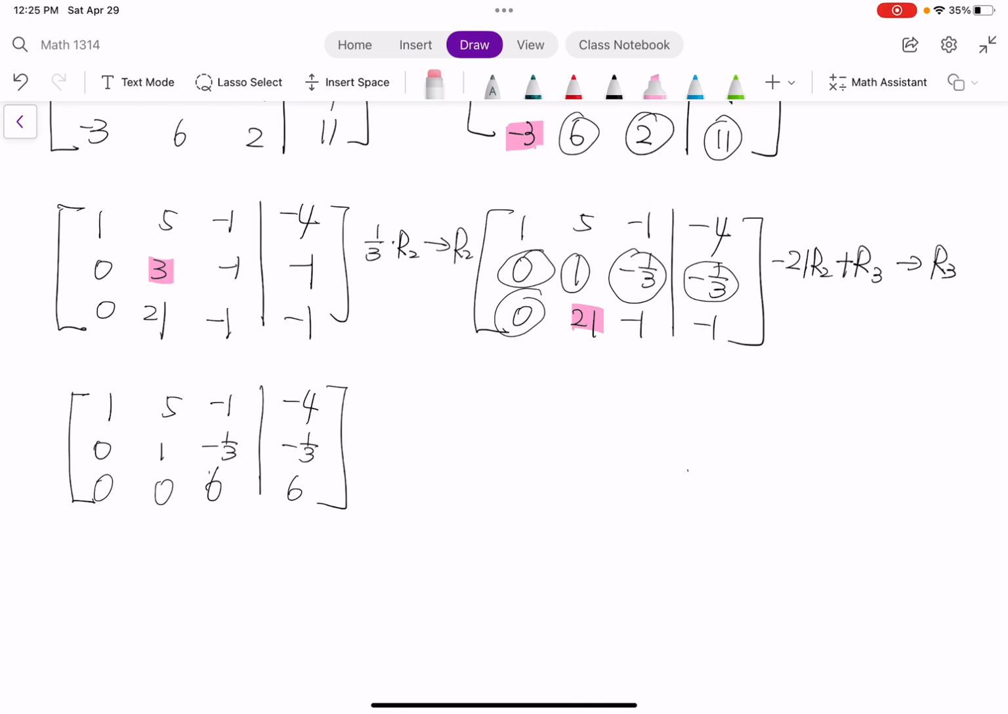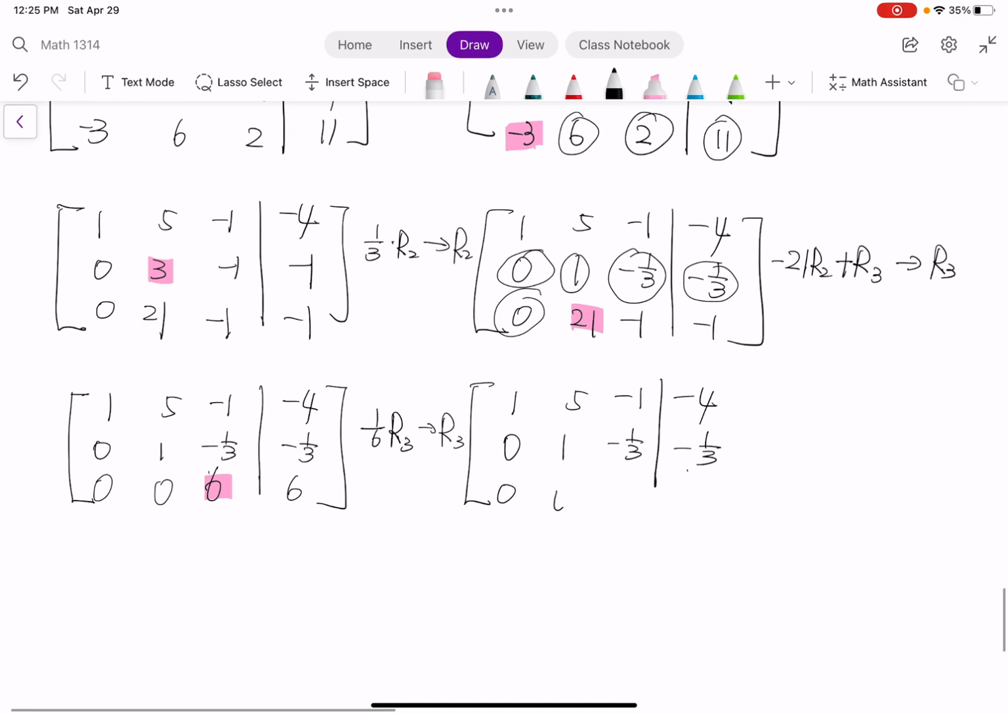Now, what is the next step? We need to convert the last diagonal to 1. So I can divide it by 6 on the last row. That also means multiply every element by 1/6. That's R3. I'm creating the new R3. First row, second row didn't change. 1, 5, negative 1, negative 4, 0, 1, negative 1/3, negative 1/3. And 0, 0, 6 times 1/6 is 1.